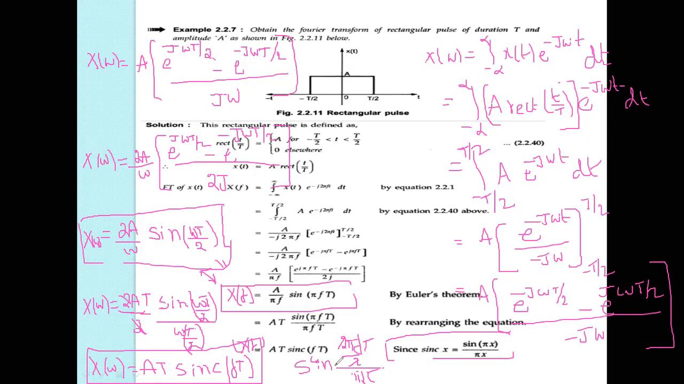It is also very important, my dear students. The Fourier transformation of the rectangular pulse of duration t and amplitude A is shown in the figure. The Fourier transformation of this rectangular pulse is X(omega) equal to A t sinc(f t). Understood?